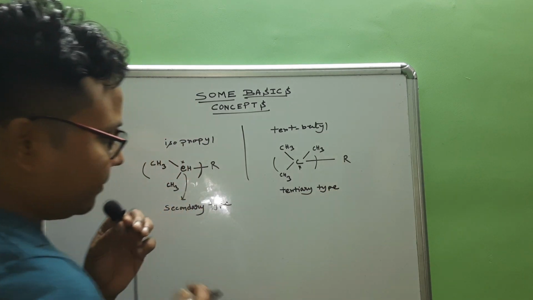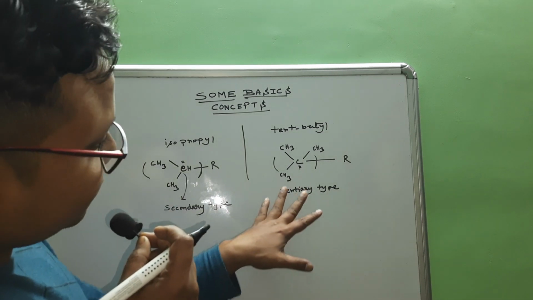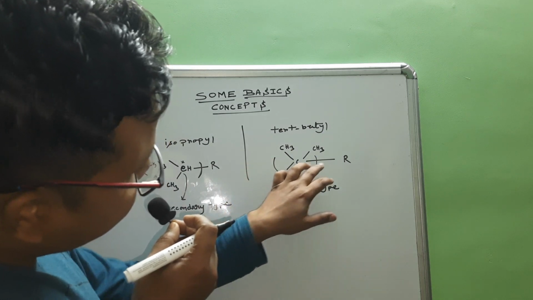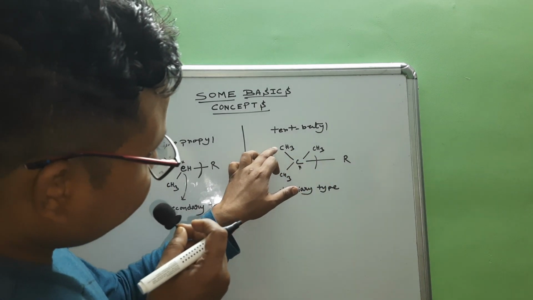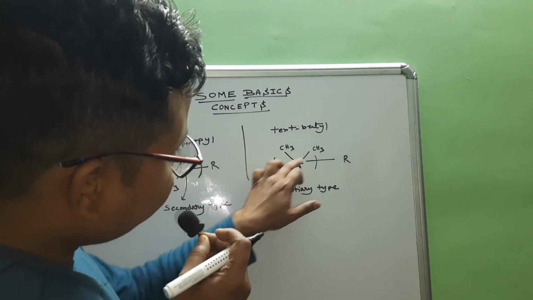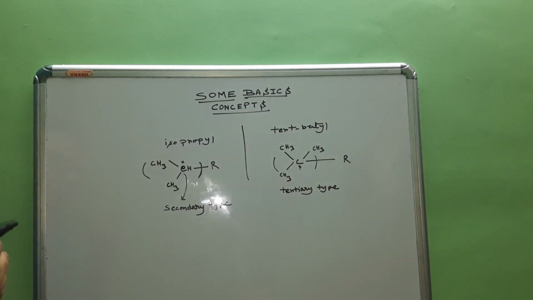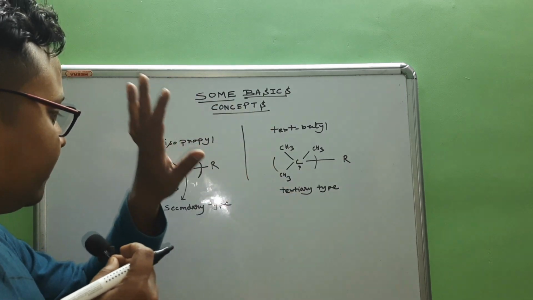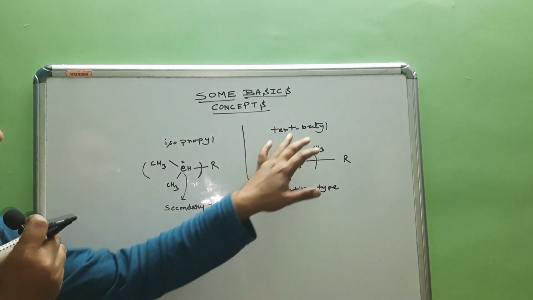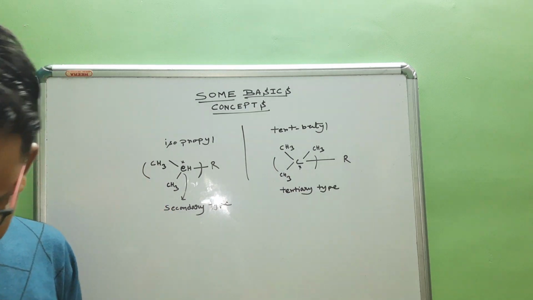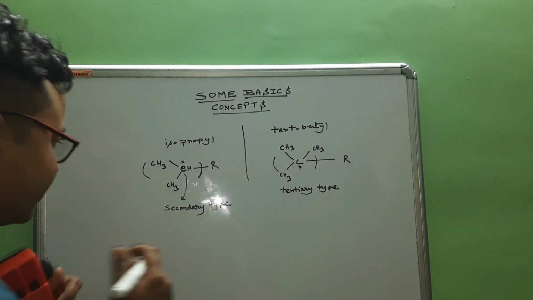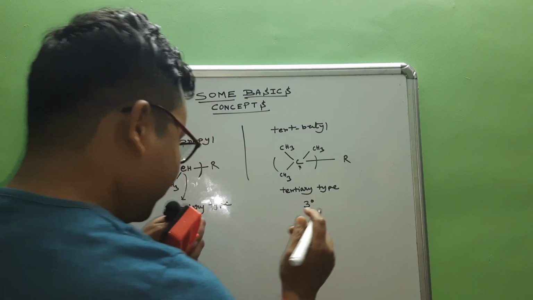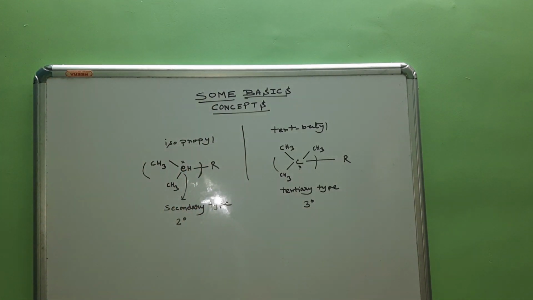This is tertiary type. So this aesthetic carbon atom is the tertiary type. And why is it butyl? Because within the first bracket there are a total of 4 carbon atoms, 1 2 3 4. So it is butyl, so don't make any confusion. This is isopropyl, this is tertiary butyl. Isopropyl is secondary type and tertiary butyl is tertiary type. Secondary means this is 2 degree, this is 3 degree. Please write down these things.